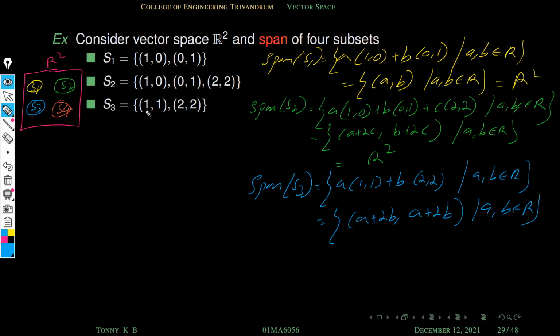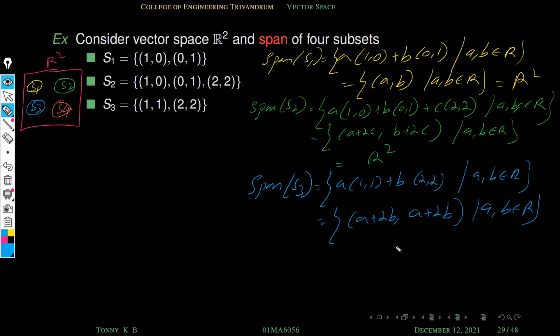Okay, next we consider S3. S3 is {(1,1),(2,2)}. This is also a subset of R2. Then what about the span of S3? It is the set of linear combinations, that is a(1,1) + b(2,2), where a and b are arbitrary. This becomes (a+2b, a+2b).